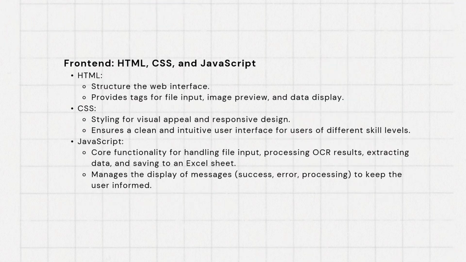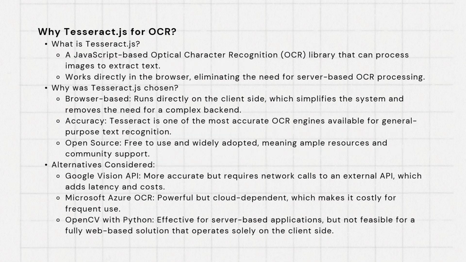Front end: HTML, CSS, and JS. HTML structure gives the web interface tags for field input, image preview, and data display. CSS styling for visual appeal and responsive design ensures a clean, intuitive user interface for users of different skill levels. JavaScript core functionality handles file input, processing OCR results, extracting data, and saving to an Excel sheet. It manages the display of messages to keep the user informed.